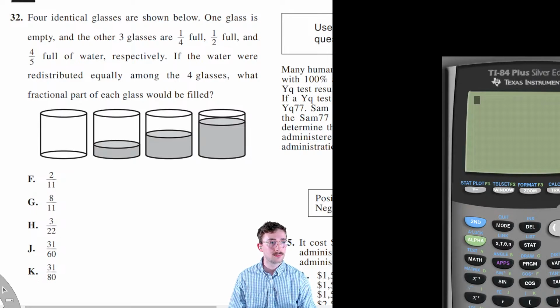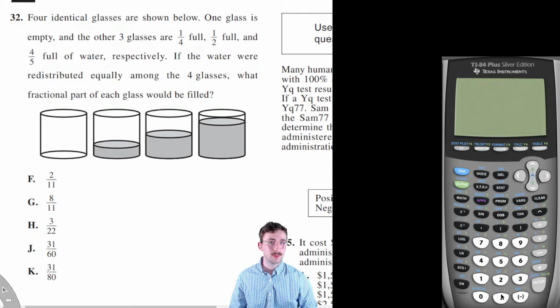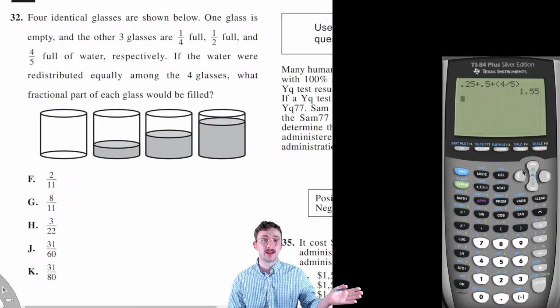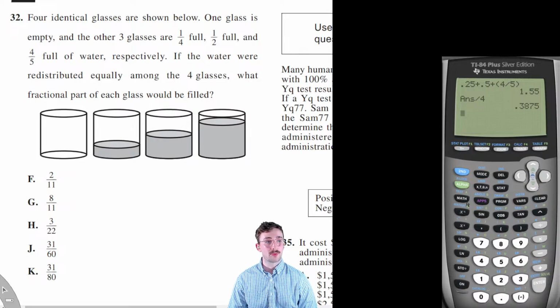And while I think I can do this mentally, keep in mind that you're allowed to use your calculator on the test, so why not use your calculator? So 0.25 for the 1/4 full, 0.5 for the half full, and then I'm going to use 0.8. Oh, I know it's 0.8, but oh well, I already started with the 4/5. That gives us 1.55. And I'm going to divide that by 4 because we're redistributing it across 4 glasses. So divide by 4, that gives me 0.3875.